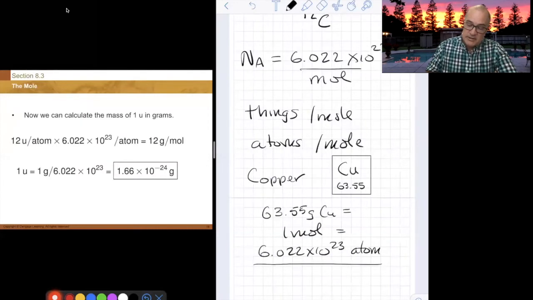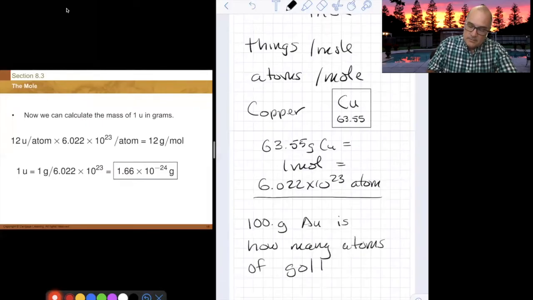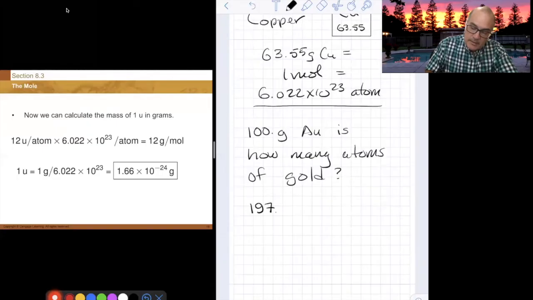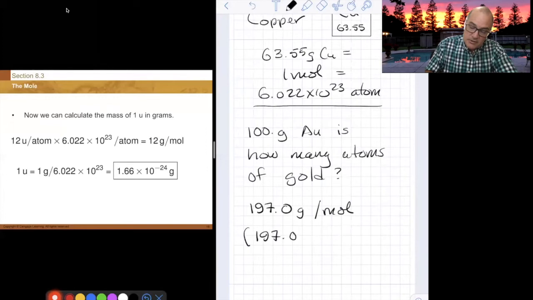It becomes a little bit more interesting. Let's do another example. Let's just take a round number. 100 grams of gold is how many atoms of gold? Okay, well, it turns out that if you look in the periodic table, for gold, we find that the molar mass of gold is 197.0 grams per mole. Remember, this is also 197.0 U's per atom, right?